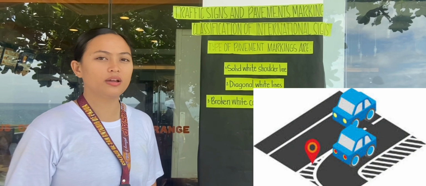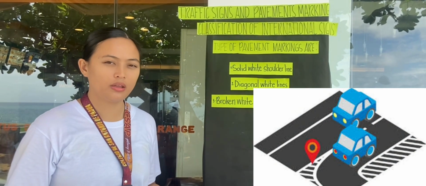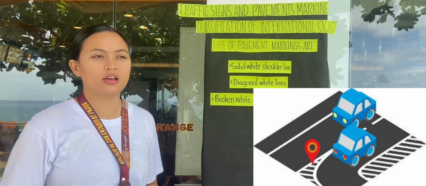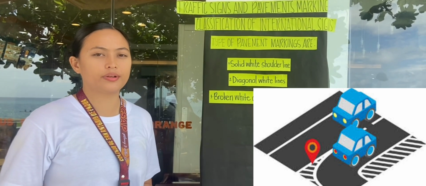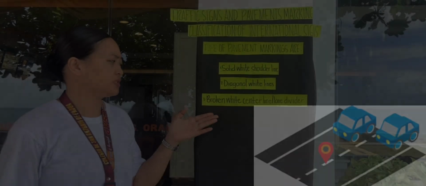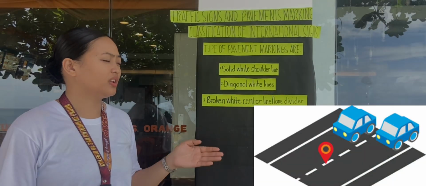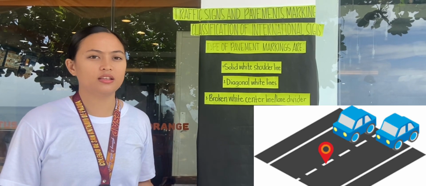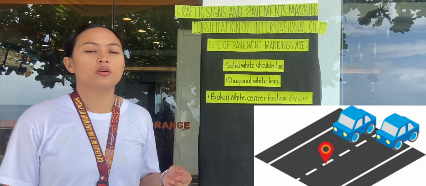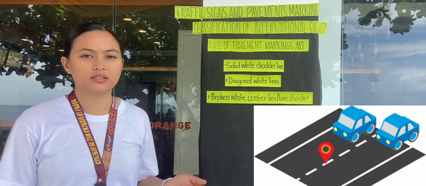A diagonal white line is not part of the roadway. It is only used when there is an emergency. These areas are used to aid the flow of the traffic. The third one is the broken white center line or lane divider. It is a broken white center line. It is used for vehicles to freely change lanes if it is safe.